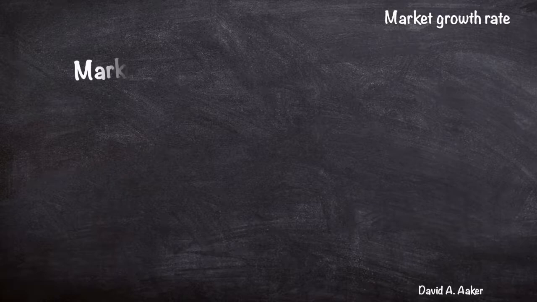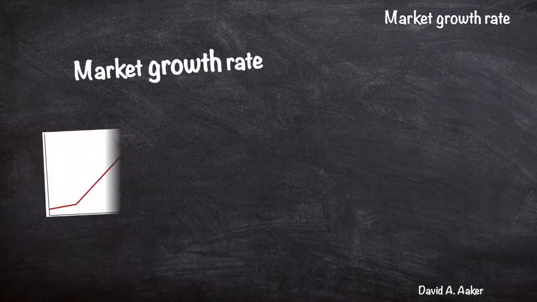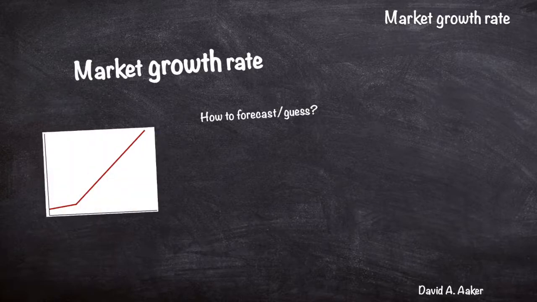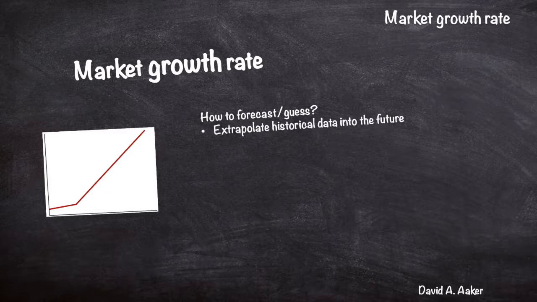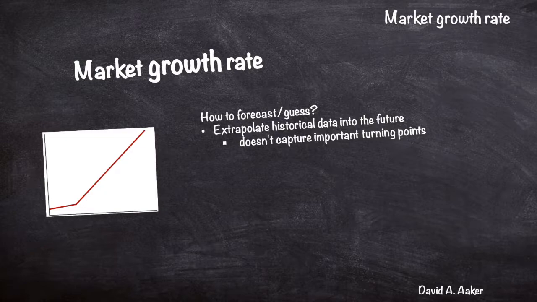We begin with market growth rate. Here's a picture to illustrate it. Well, how do you forecast or guess the market growth rate? Well, you can extrapolate historical data into the future if you want to. This method may provide a first order estimate. It does not predict important turning points, so it doesn't capture that.